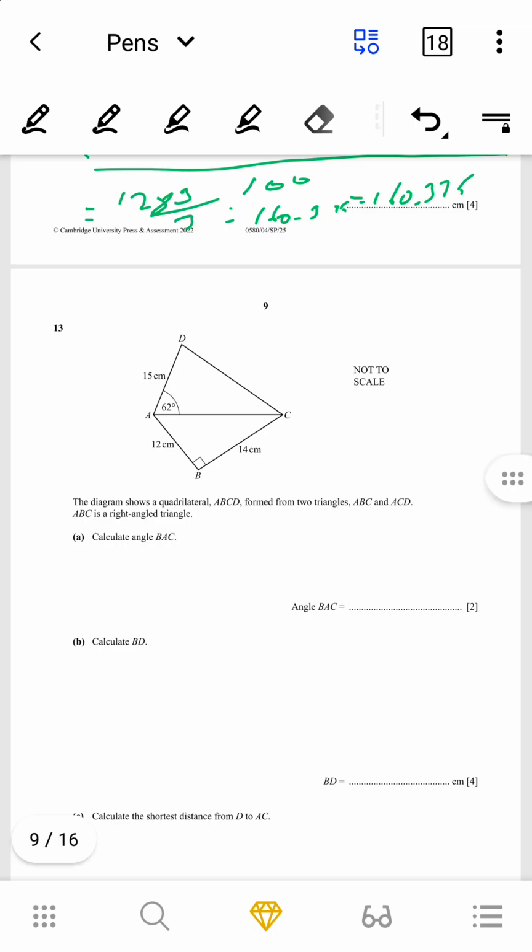Moving forward with question number 13. The diagram shows a quadrilateral ABCD formed from two triangles, ABC and ACD. ABC is a right angle triangle, they are very clearly telling. So we need angle BAC from this one.